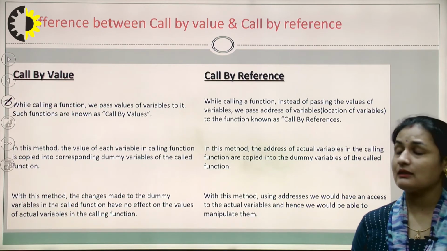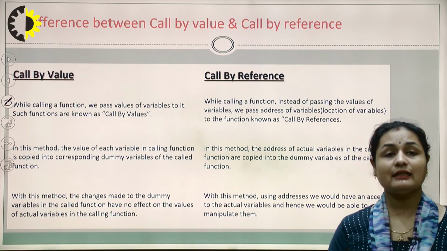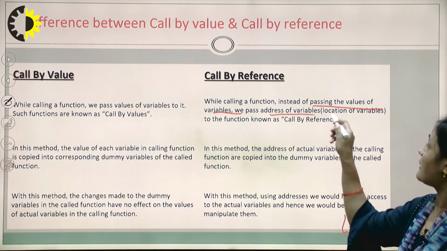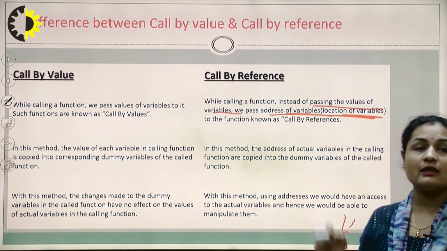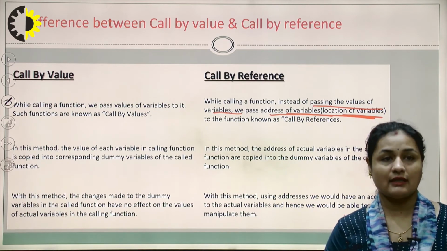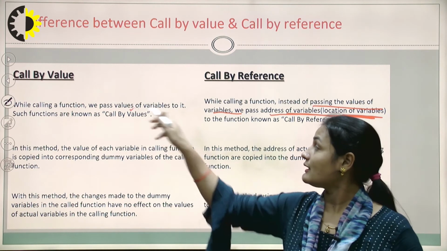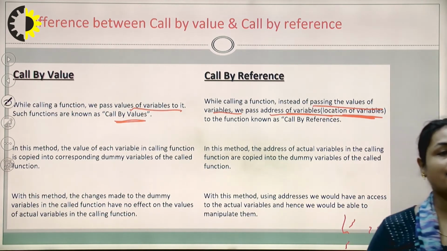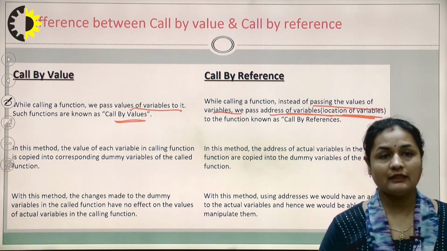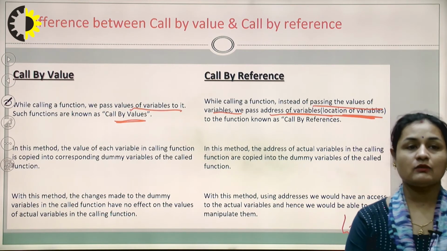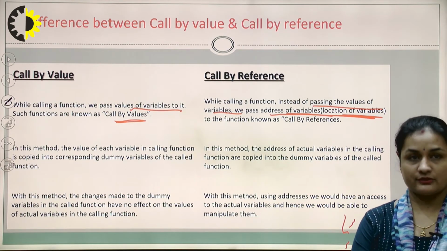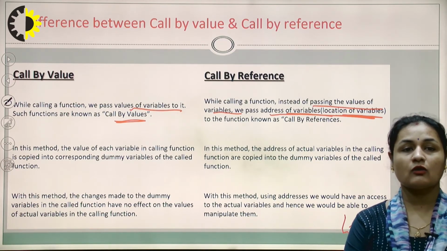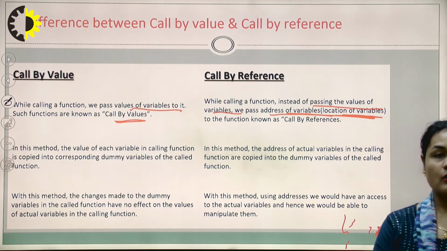And in call by reference, instead of copying the value, we just pass the address of these variables, meaning the location of the variable, and this is known as call by reference. And when we pass the values of these variables, then it is known as call by value. Then the second difference is, in call by value, the value of each variable in the calling function is copied into the corresponding dummy variables of the called function. And in call by reference, the addresses of the actual variables in the calling function are copied into the dummy variables of the called function.